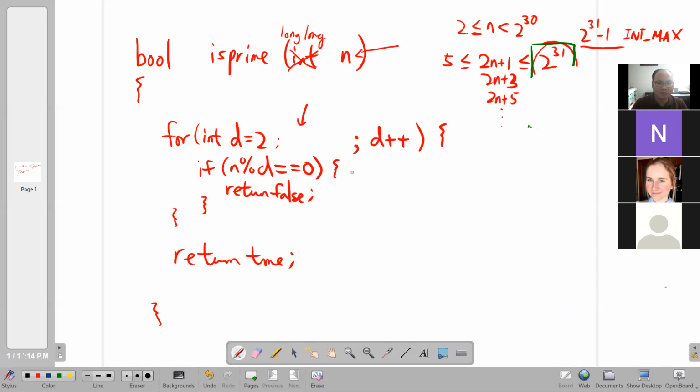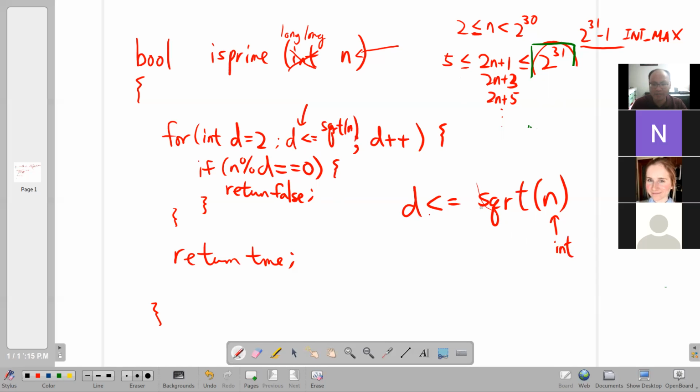And sorry, say that again. Square root of n. Okay, so what should I write down? d is less than or equal to the square root of n. Like that. Now this, it's not the greatest thing to do because n is an integer, or a long, but some kind of integer type, and square root gives you a floating point number. And floating point numbers are subject to rounding errors. So this is not the greatest thing to do.